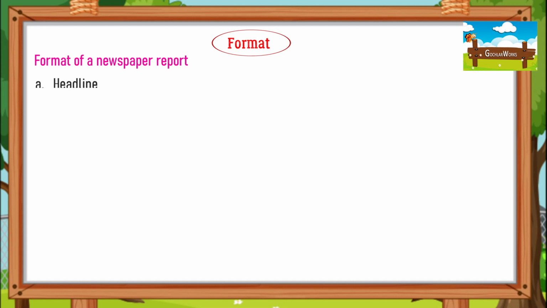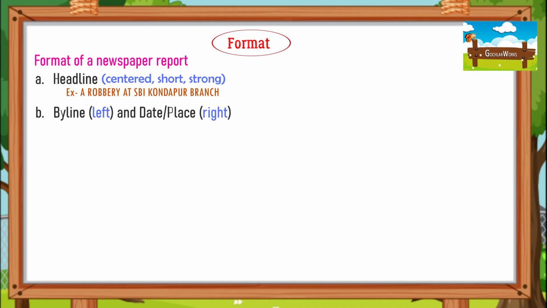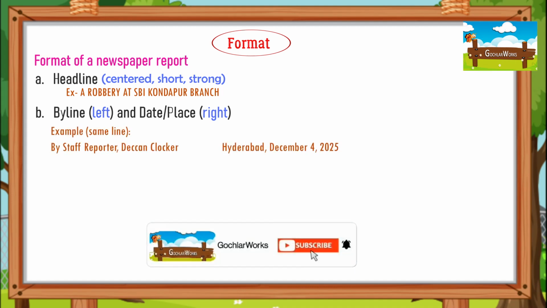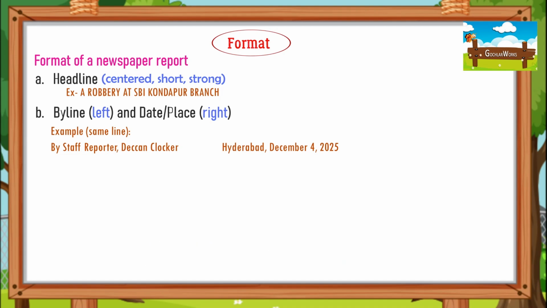First is the headline. The headline should be centered, short, and strong. For example, a robbery at SBI Kondapur branch. Then is the byline, which is at the left, and the date and place, which are at the right. For example, by staff reporter Deccan Clocker. This can be the byline, and the date and place is Hyderabad, December 4, 2025.